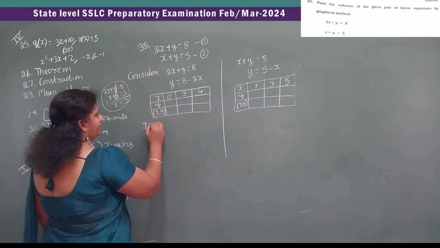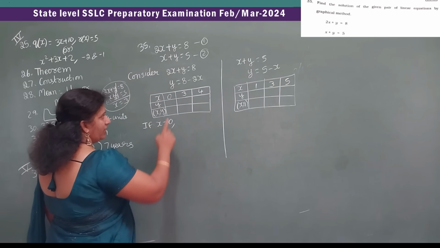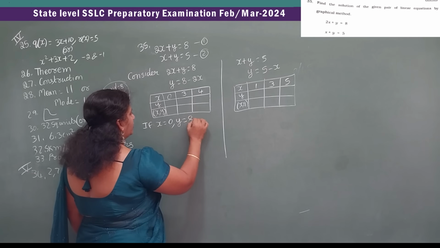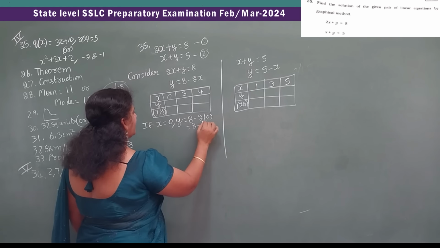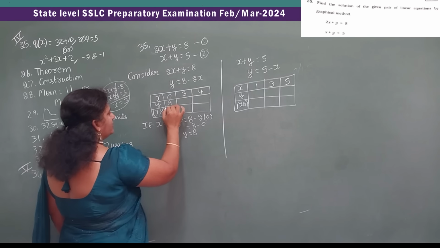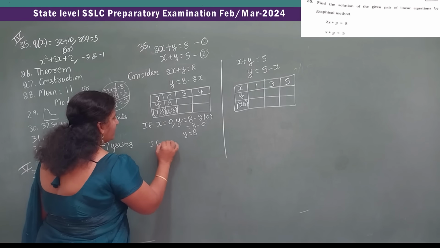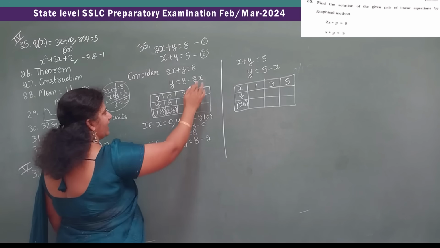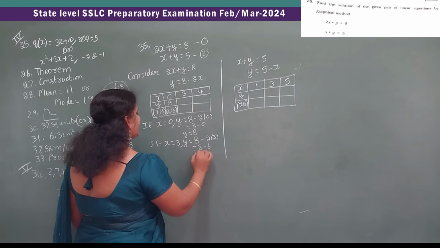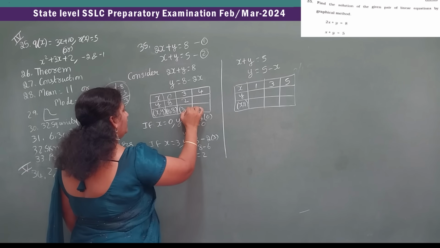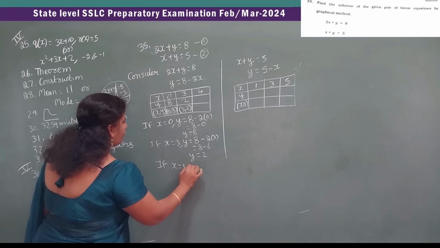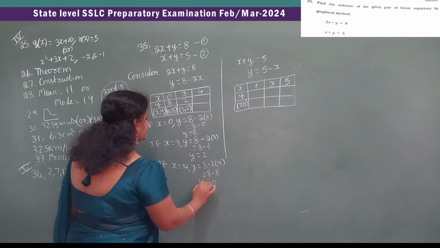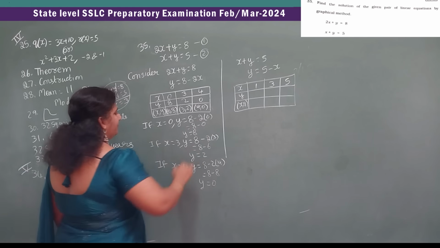Now, whatever x you are taking in your table, that number you should use. If x is equal to 0, y is equal to 8 minus 2 into 0, that is 8 minus 0, y is equal to 8. So 0, 8. Similarly, if x is equal to 3, y is equal to 8 minus 2 into 3, 8 minus 6, that will be 2, so 3 comma 2. Next, if x is equal to 4, y is equal to 8 minus 2 into 4, 8 minus 8, that will be 0, so 4 comma 0, right?